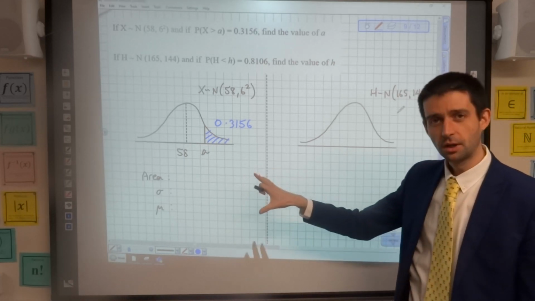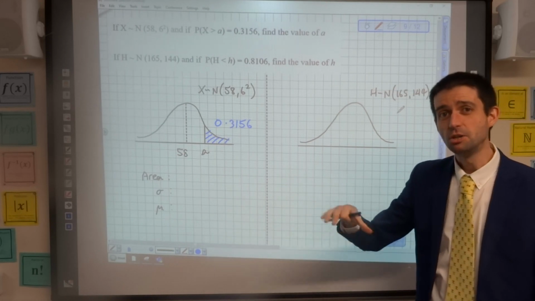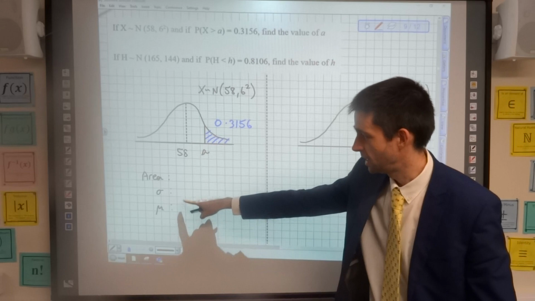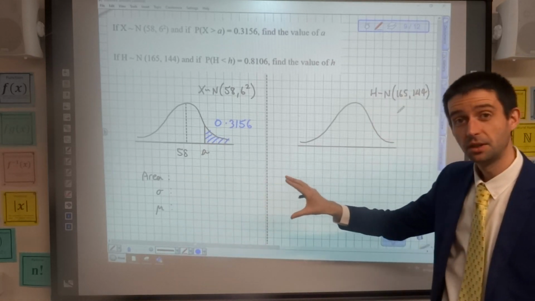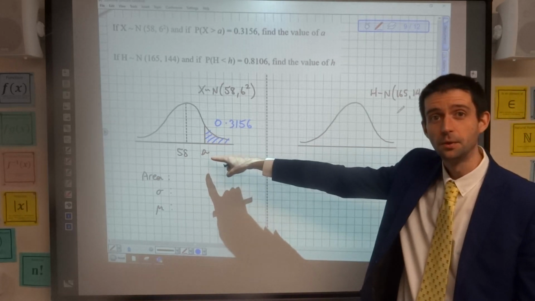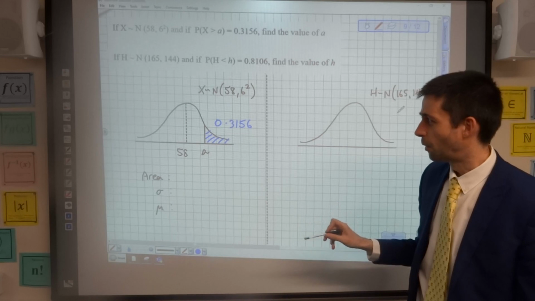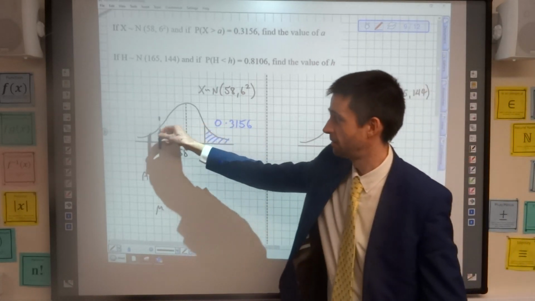Now, on your ClassWiz calculators, there's what's called an inverse normal function. If you go Menu 7, it's option number 3. It's going to ask you for three things: the area, the standard deviation, and the mean. And if you can give it those three things, it will tell you the value that you're at on the horizontal axis.